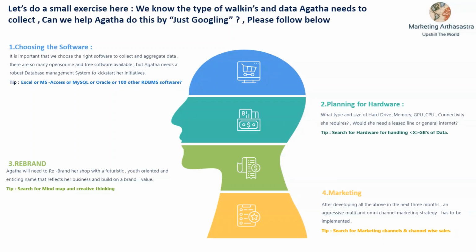First, she needs to choose the software. What type of software does she need to choose to capture all this data? Second, based on the load of data that she expects, what type of hardware does she need to have? Third, she cannot keep running around with the name coffee shop, or Agatha's coffee shop, or patisserie or bakery. How is she going to reinvent her coffee shop with a new name? And fourth, marketing. How is she going to market after getting all the ammunition in place?